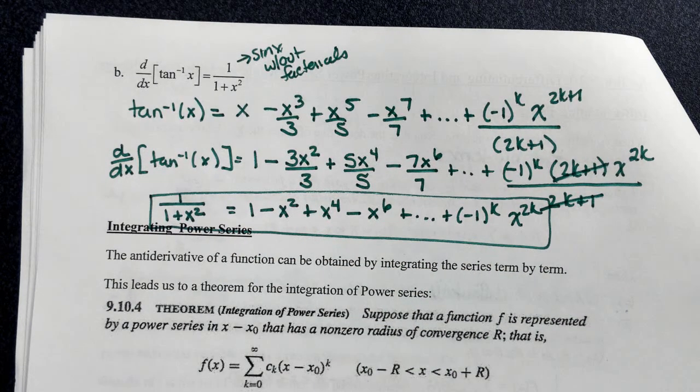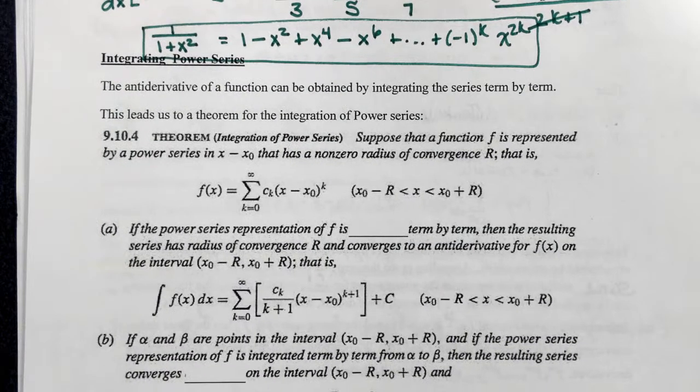So there's a page in your textbook. Again, if you were to generate the Maclaurin polynomial by hand the long way, 1 over 1 plus x squared, this is what you'd end up with. All right? So any questions on how you can differentiate term by term? You can also integrate. You can integrate term by term as well.